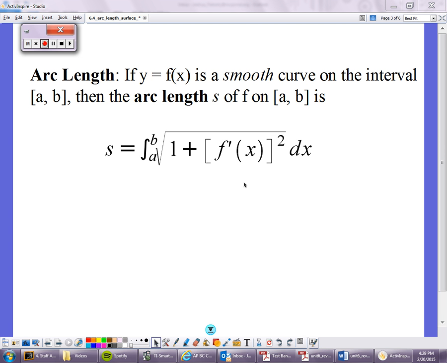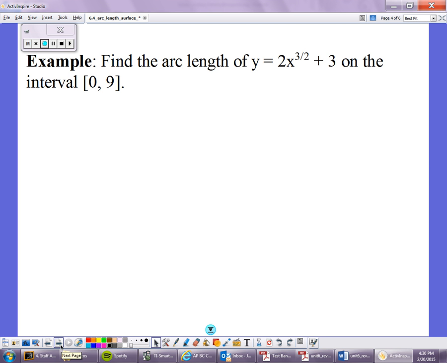Alright, in this video I'm going to take the formula that we derived in the last video, the formula for arc length, and apply it to two problems. It turns out to be okay once we do this. So we're going to find the arc length of y equals 2x to the 3 halves plus 3 on the interval 0 to 9.